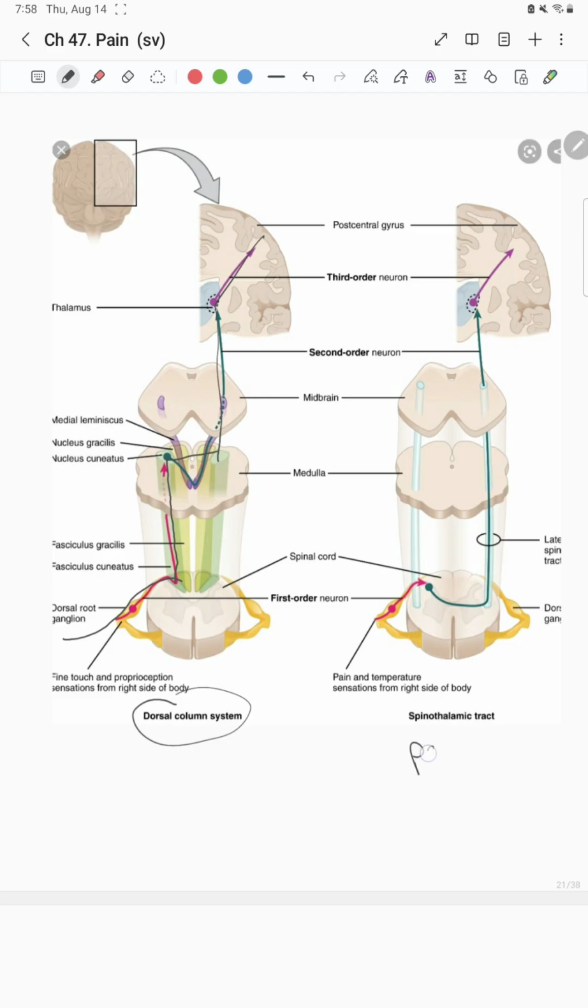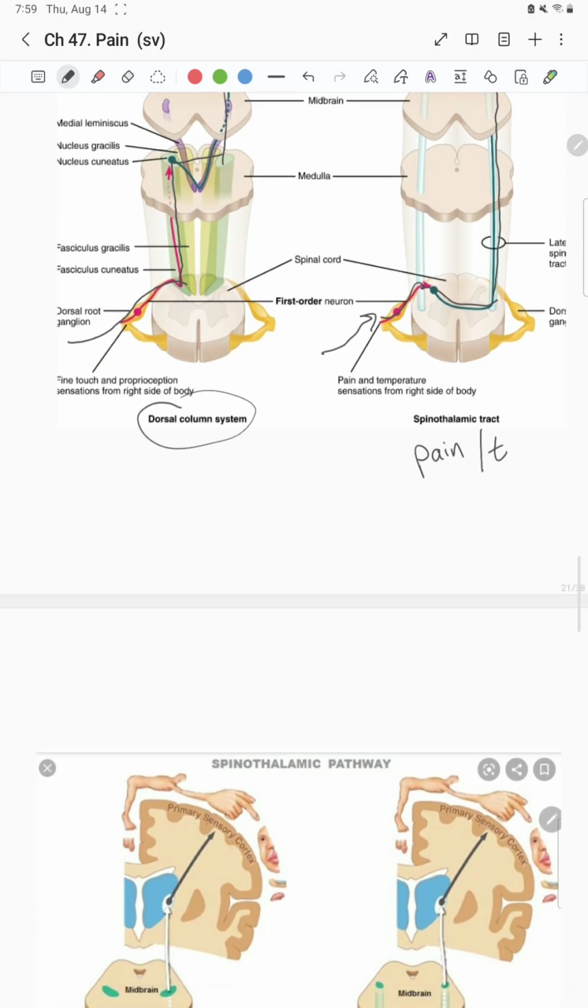On the pain, or pain and temperature side, information will go in ipsilateral at the level of the cord and then cross over. So there's your contralateral. So pain and temperature crosses over at the level of the cord and then proceeds to go up and through the brainstem to the thalamus into that particular area of the primary sensory cortex.